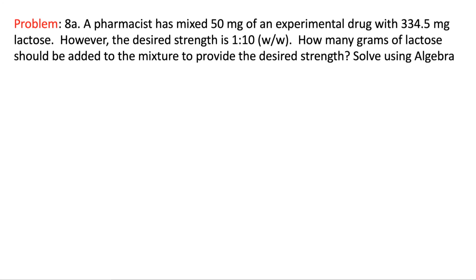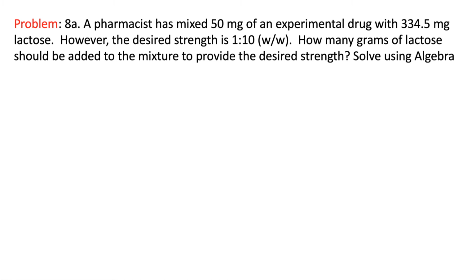All right, our next question, number 8, starts with this: a pharmacist has mixed 50 milligrams of an experimental drug with 334.5 milligrams of lactose. However, the desired strength is a 1 to 10 ratio strength weight per weight. Therefore, how many grams of lactose should be added to the mixture to provide the desired strength? And I specifically tell you in this question to solve it using algebra or the direct method.